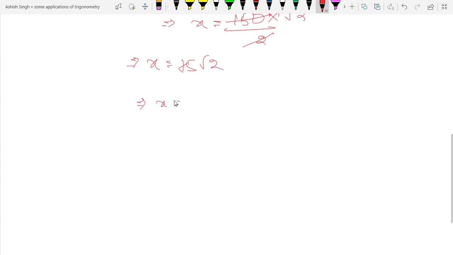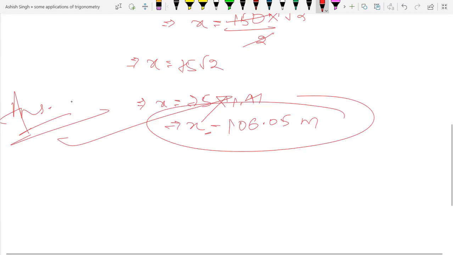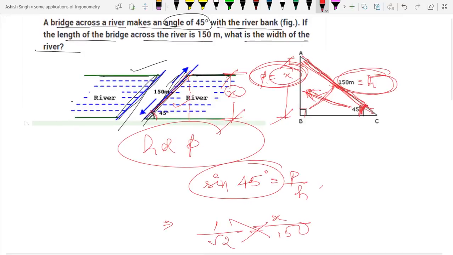This implies x is equal to 75 root 2. What is the value of root 2? 1.41. And if you solve the value of x, you're going to get the value of x as 106.05 meter. This leaves behind the right answer, 106.05 meter. So what is the width of this river? 106.05 meter. In this way you can solve different types of questions.